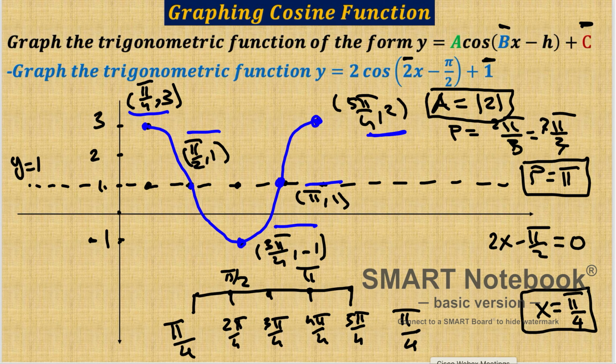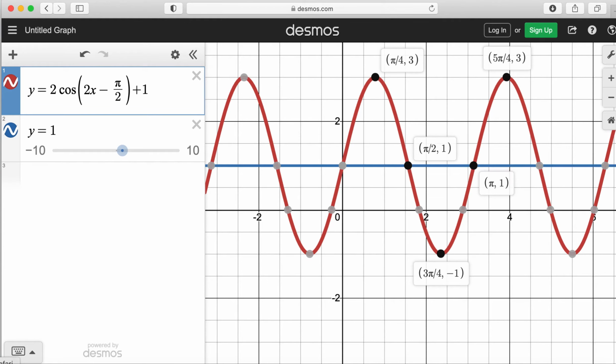If we want to look at how it looks in Desmos, you can see here. Those are the points: pi over 4, 3; pi over 2, 1; 3 pi over 4, minus 1; pi, 1; and 5 pi over 4. This is what we found in the interval from pi over 4 to 5 pi over 4. This can continue forever on the right side and the left side, as I said before, by adding pi over 4 on one side and subtracting pi over 4 on the other side.